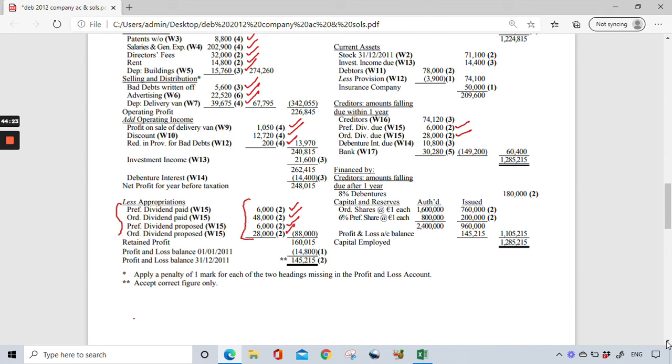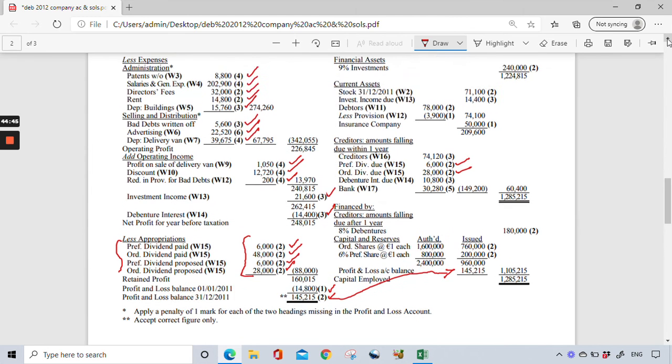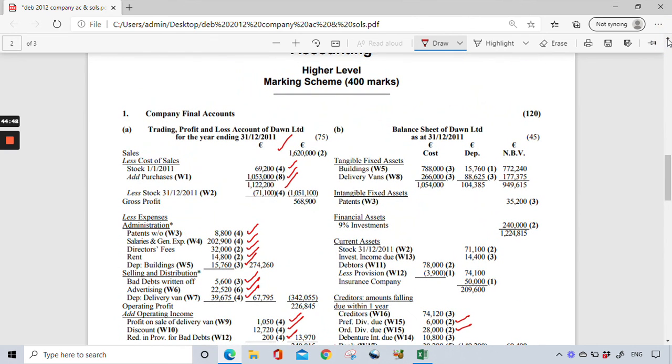We add on investment income, which we worked out. We take away debenture interest, which we worked out. We work out our dividends and we take them away. And remember, we take away the profit from last year. It was a loss, not a gain. And that gives us our final answer. Remember, that final answer goes over there. So for the balance sheet, we worked out this figure, we worked out this figure, we worked out this figure, and we worked out this figure. We also worked out this figure.